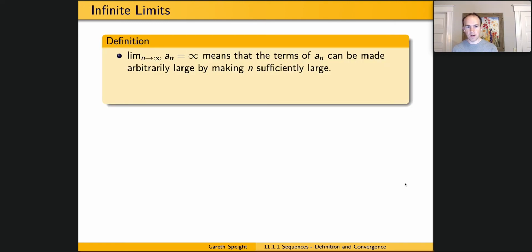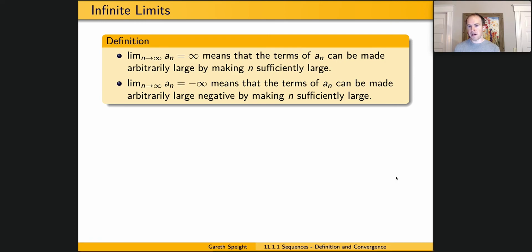Then next up we have infinite limits. It's again very much like for functions. The limit as n goes to infinity of a_n equals infinity means that we can make a_n as large as we like by making n sufficiently large, similar to for functions.